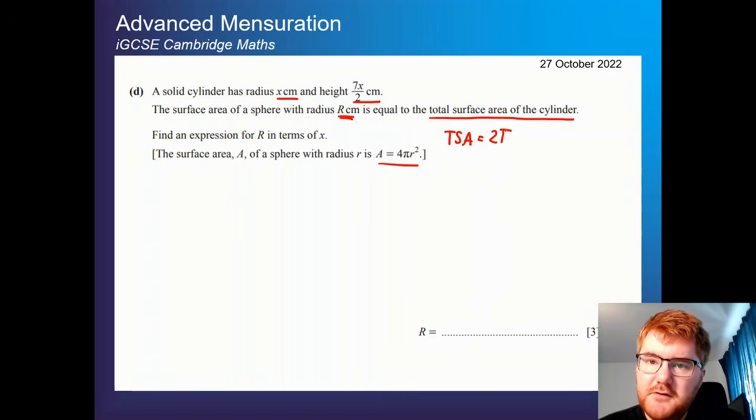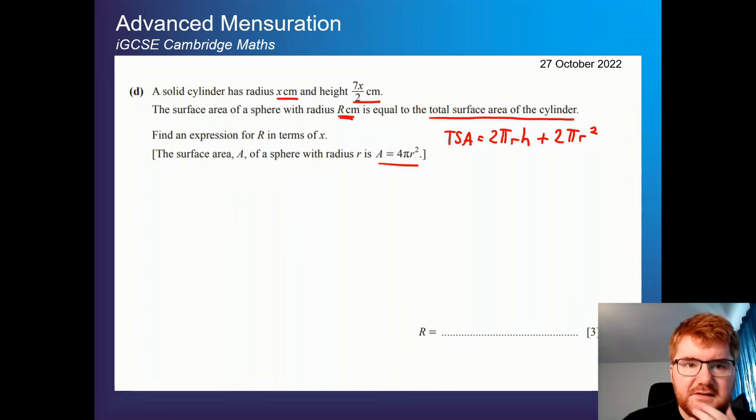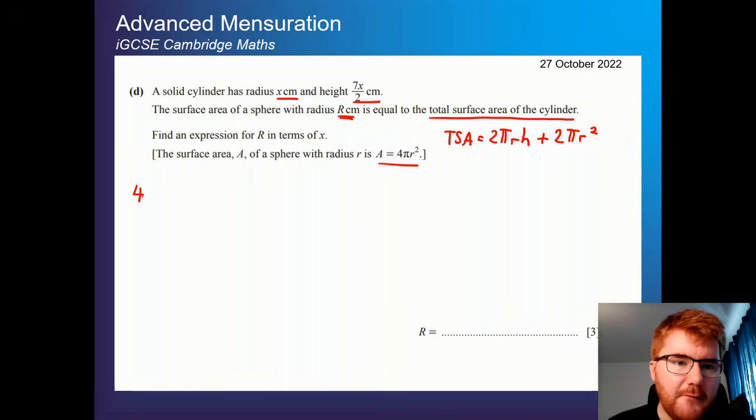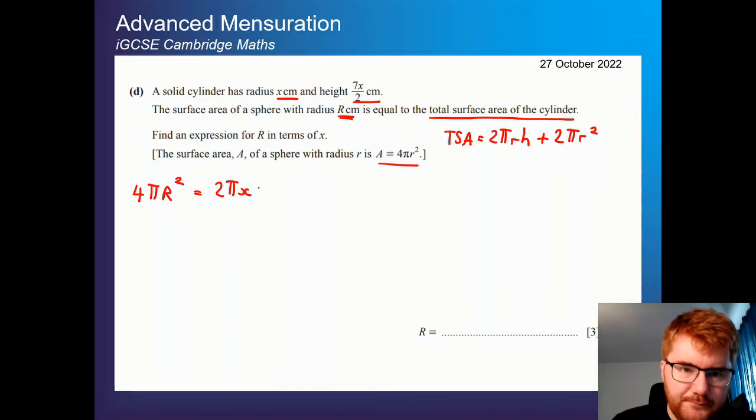It's going to be equal to 2 pi rh, so that's the curved surface area, plus the circle top and bottom. So that's going to be 2 pi r squared. So what we need to do is take this formula, because we want it in terms of the big R, so in terms of the sphere's radius. So this means that 4 pi R squared, just like this, is equal to, now let's go through this, the radius is equal to x, so we get 2 pi x, and the height is equal to 7x over 2, plus 2 pi x squared.